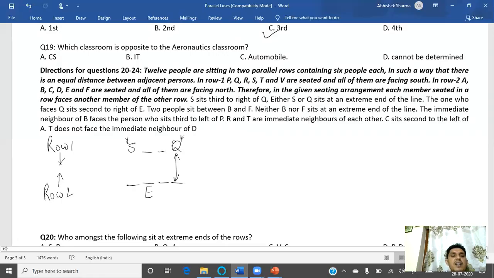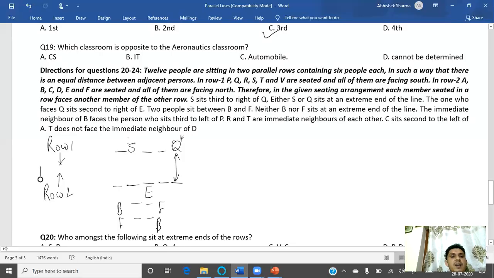And if we check for B and E, these two are in row 2. That means there can be a situation like there will be 2 people between B and F. Thereafter, he is saying that neither B nor F sits at the extreme end of the line. So friends, this is very clear that the situation can be B, a gap of 2, and F, or F, a gap of 2, and B. That means this must be the situation. Like this end has gone. Right? That means there must be a person here also.